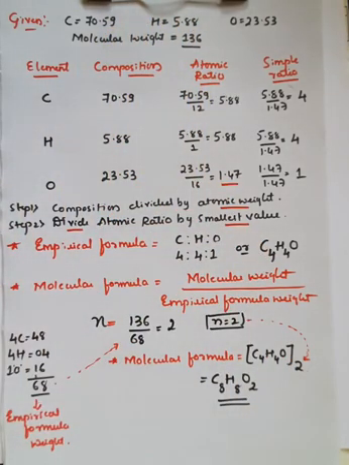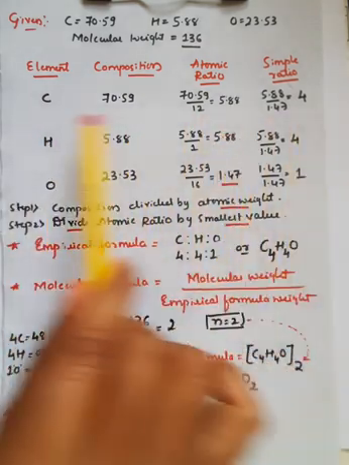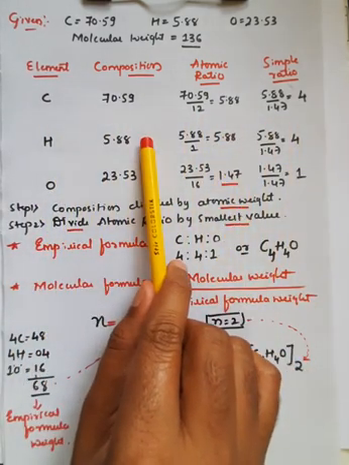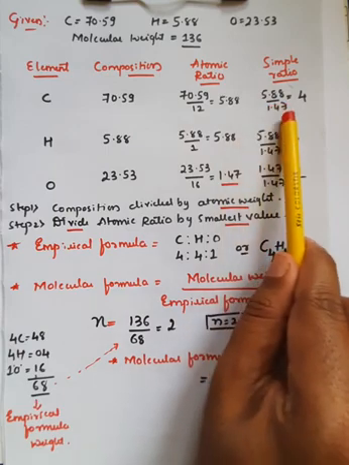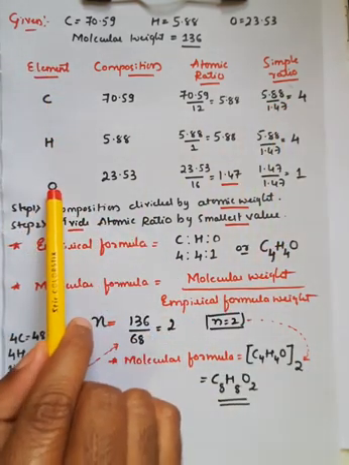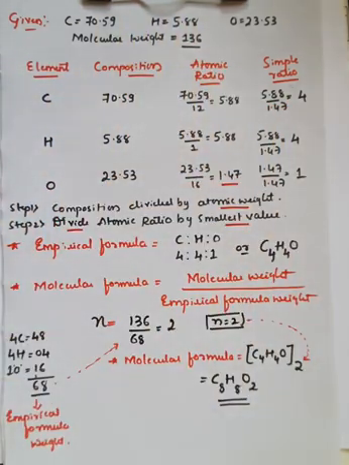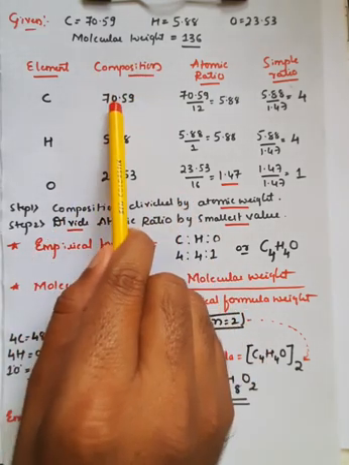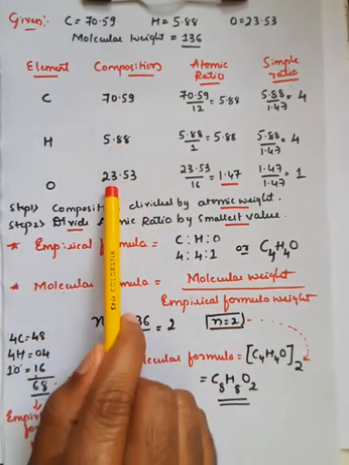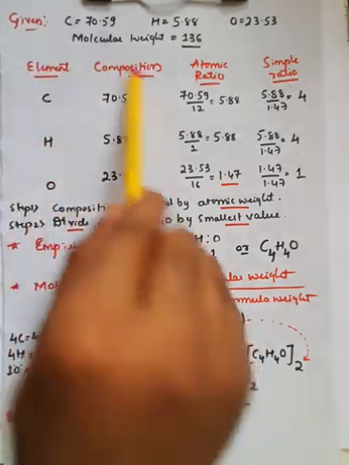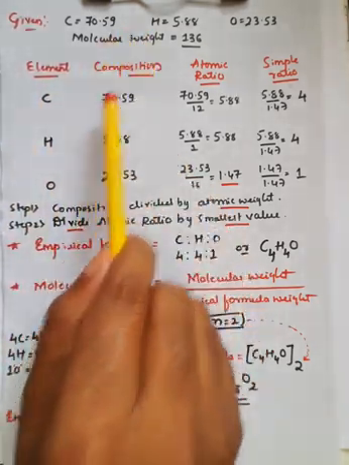It is a very simple calculation. First we have to make 4 columns: the first is element, the second is composition, the third is atomic ratio, and the fourth is simple ratio. First we write whatever elements they have given, and second the composition: 70.59, 5.88, 23.53. These two columns are the given data that we have written here.